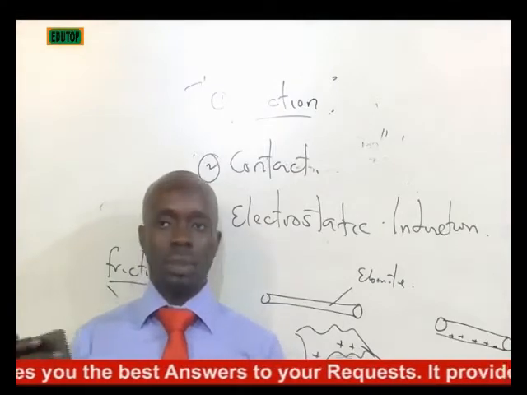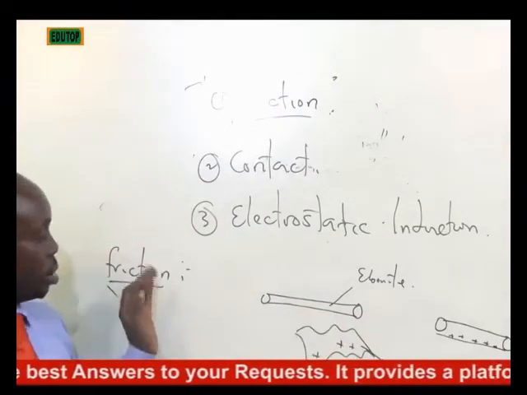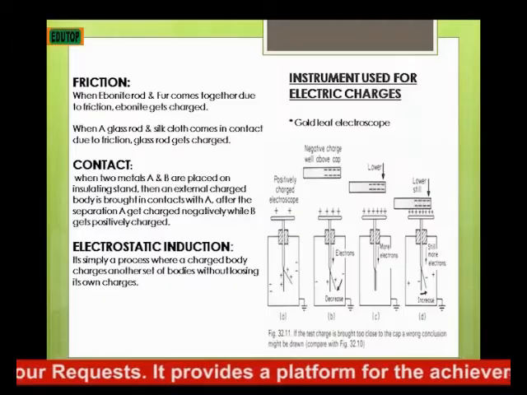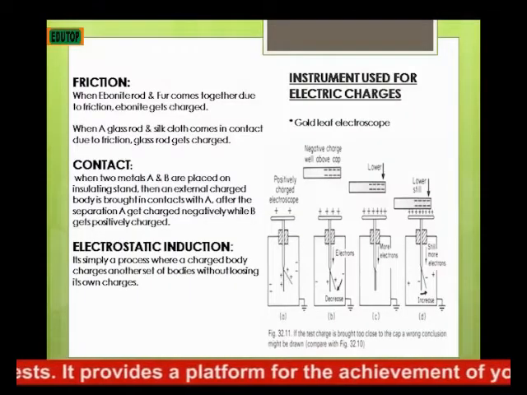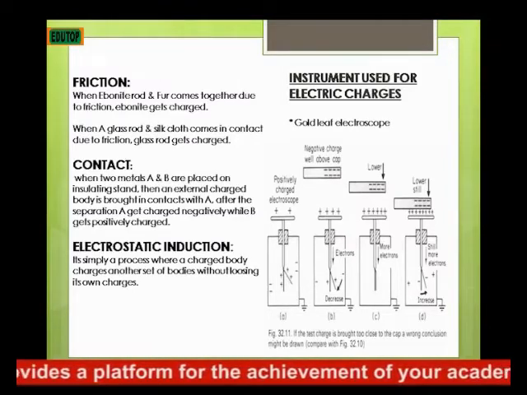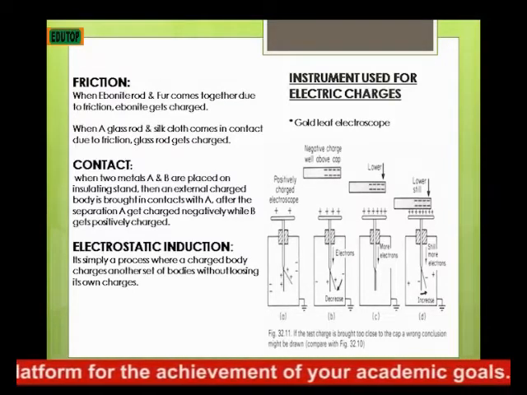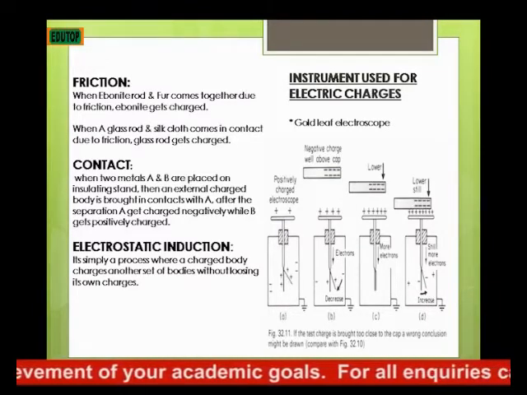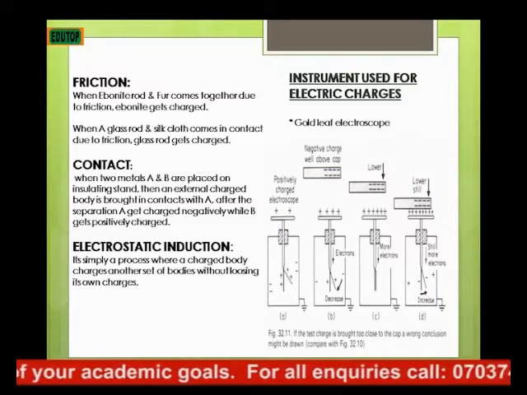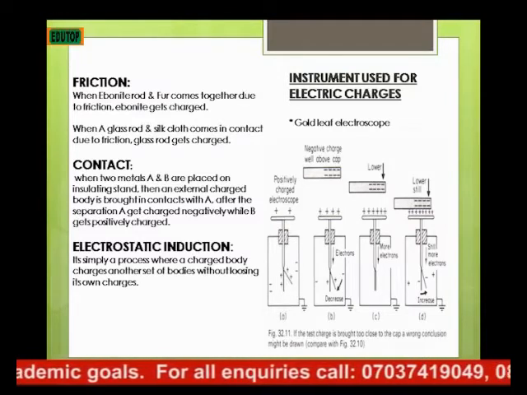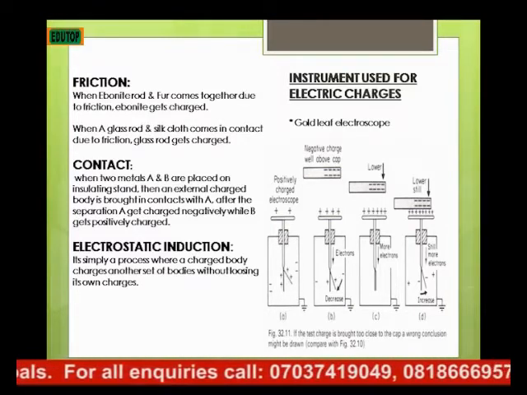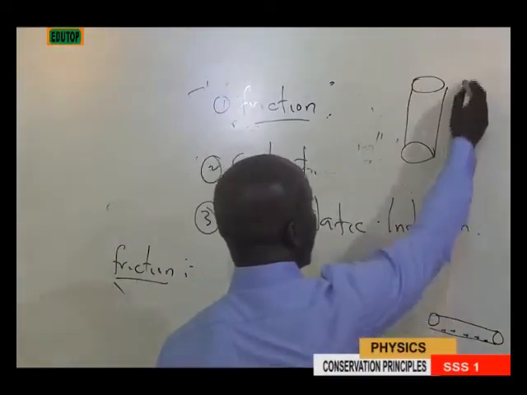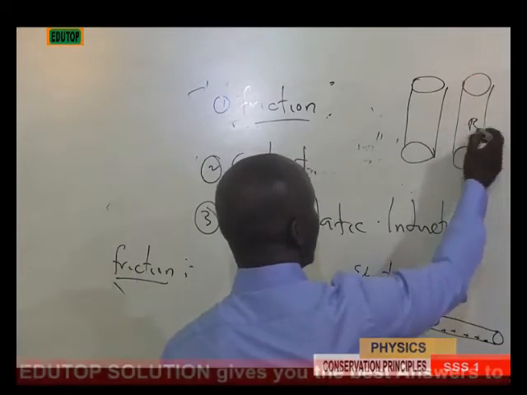Now this one is of almost the same meaning as the friction above. But under contact, it says when two metals A and B are placed on an insulating stand, and then an external charged body is brought in contact with A, after the separation, A gets charged negatively, while B gets positive charge. What do we mean? Please look up. We have object A, and this is object B.